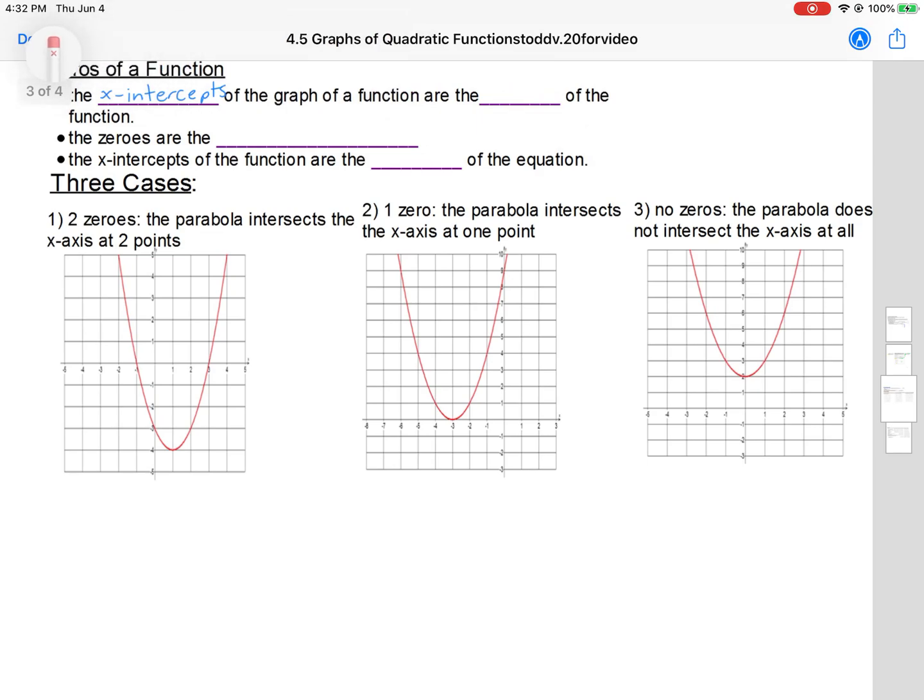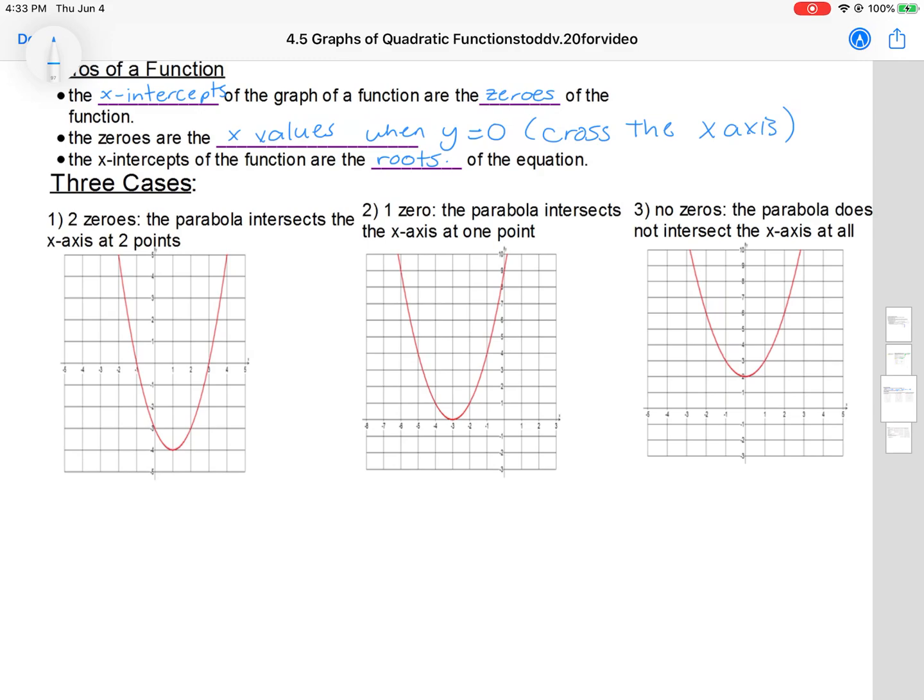I can't spell, sorry. Are the zeros of the function, and so we're looking for the x values when y equals 0, or where does it cross the x-axis. And the x-intercepts of the function, we call those the roots of the equation.